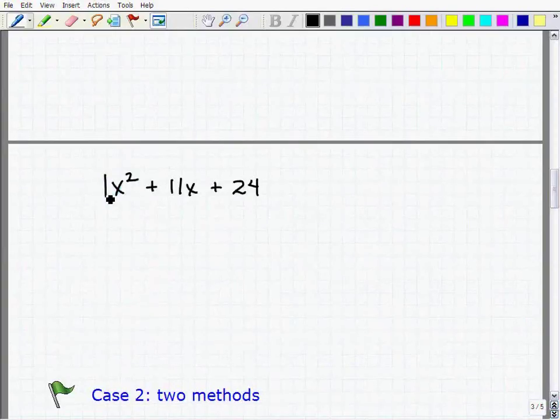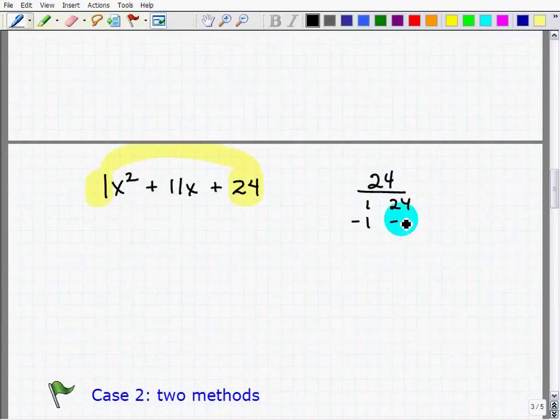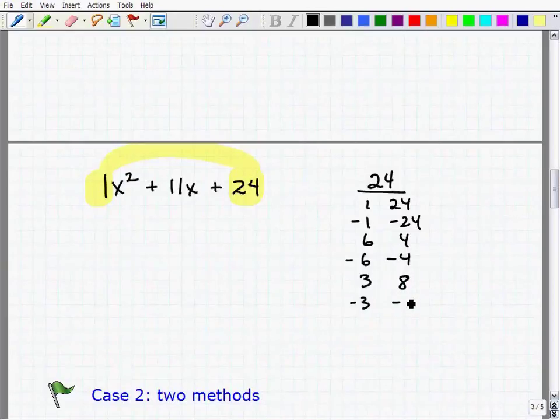All right, let's try this one now. We're going to take 1 and multiply that by 24. So 1 times 24 is, of course, 24. Now let's list the factors of +24. That's 1 and 24, or -1 times -24. Let's see here, 6 times 4, or -6 times -4. I like to put 2 negatives there. 3 times 8, -3 times -8.